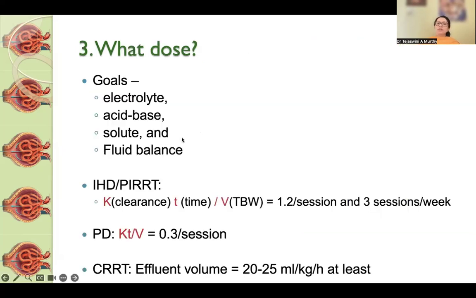So what dose? The goals of electrolyte, acid base, solutes and fluid balance are what determine the dose of CRRT that you use. This is dose calculation for IHD and peritoneal dialysis. We will not touch that. But for CRRT, we usually say that an effluent volume of around 20 to 25 ml per kg per hour at least should be targeted for efficient clearance of solutes.